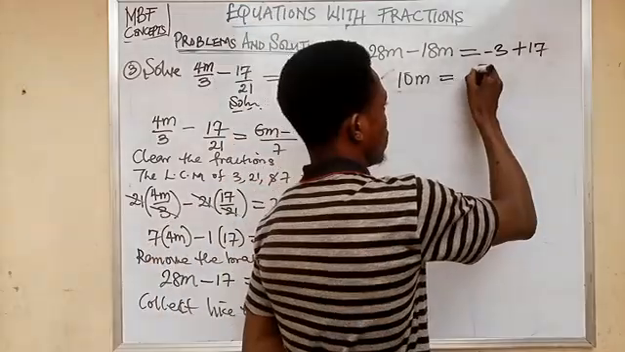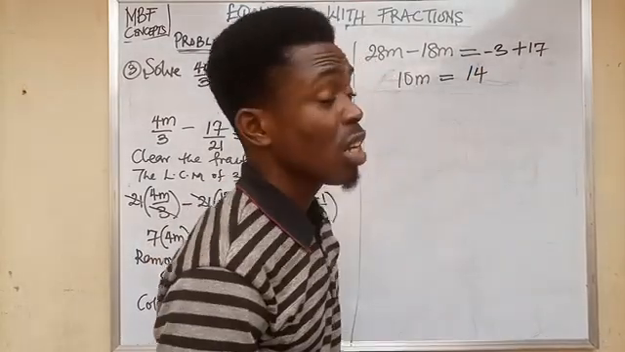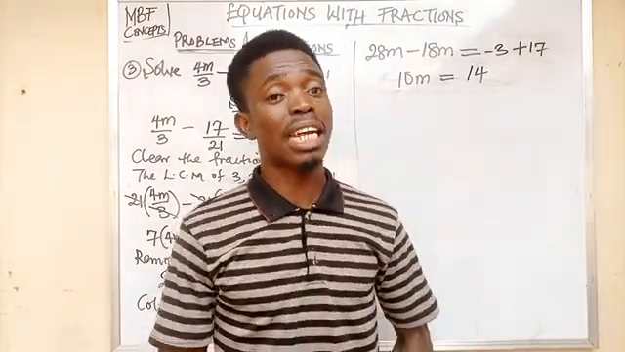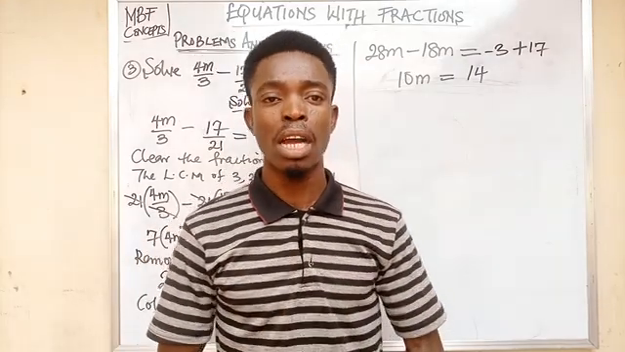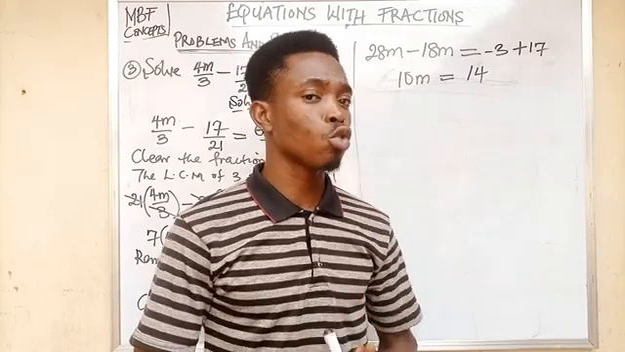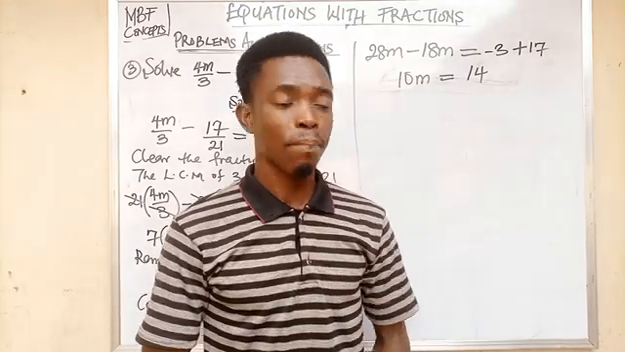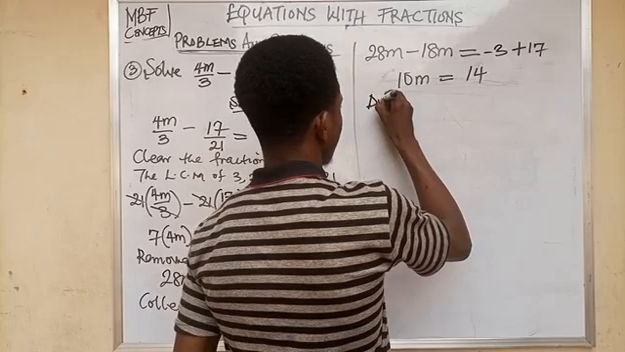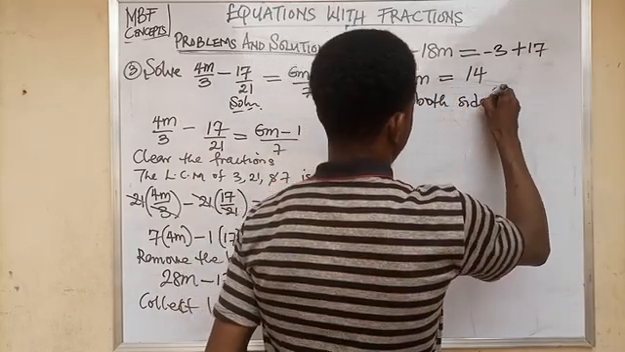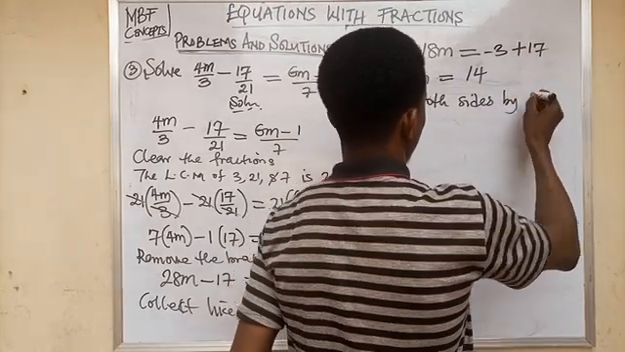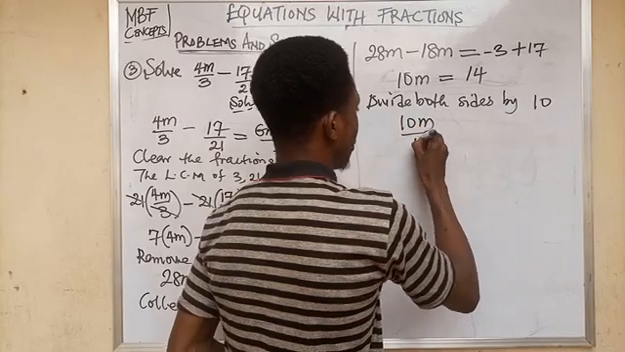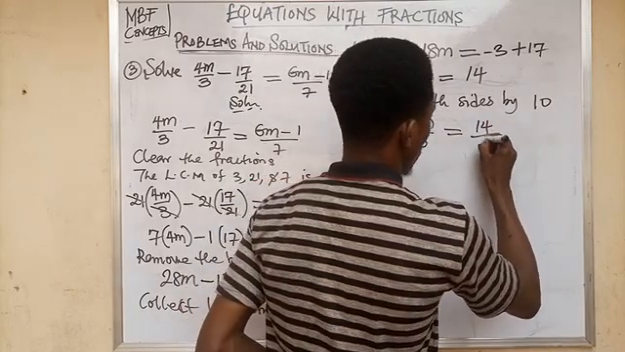Then I have 14. We cannot stop here because we are just looking for M, and M must have a coefficient not less than or greater than 1, right? Yes, it's going to have a coefficient of 1. And what do we do here? We are going to divide both sides by 10, which happens to be the coefficient of M. Now, we say divide both sides by 10. So we are going to have 10M over 10 is equal to 14 over 10.